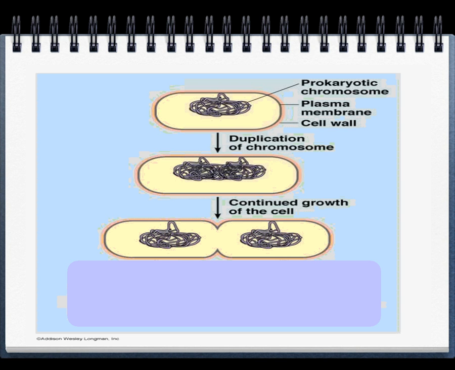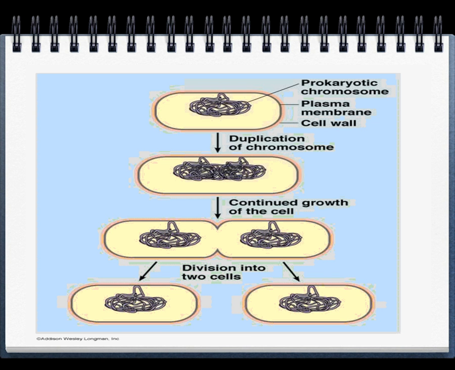Just like this. And then the last step, division into two cells. Very simple, very quick, and it's a fast process because it's so simple. Bacteria can reproduce itself very quickly. And remember, they reproduce themselves to make new organisms. We reproduce ourselves to grow, repair, and replace.